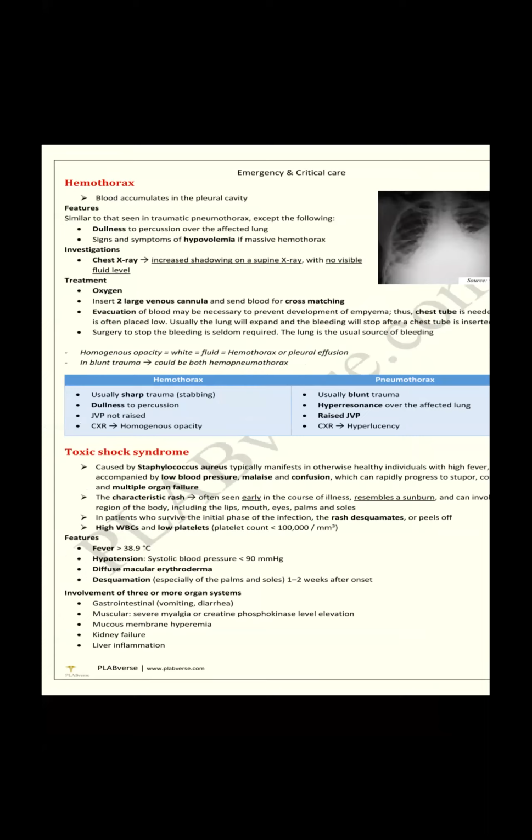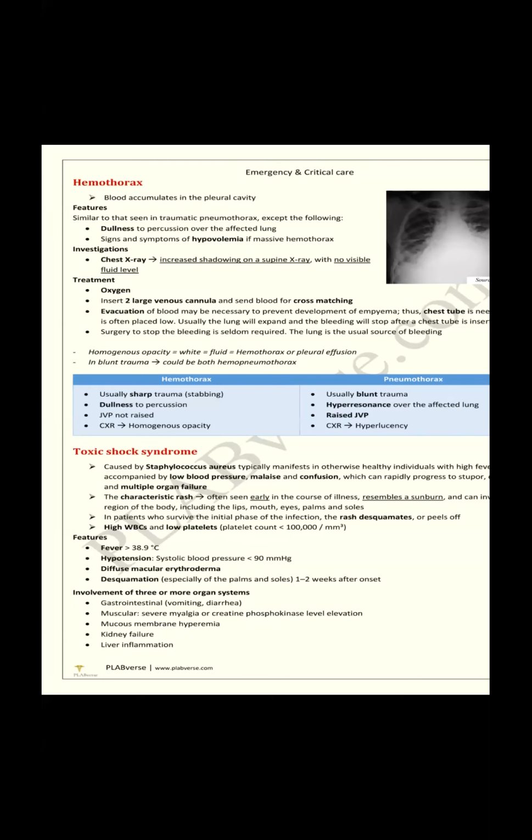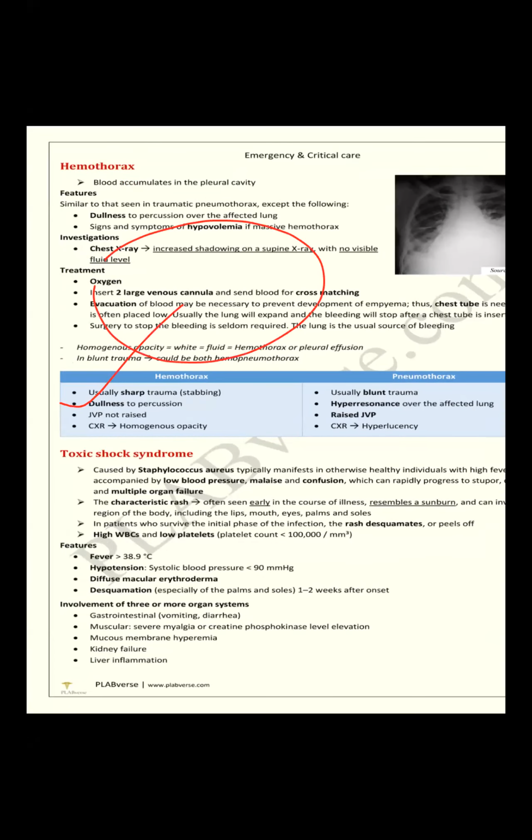In hemothorax we have to evacuate the blood. We have to prevent development of empyema, so a chest tube is needed. So we have to insert the chest tube. They give this scenario for hemothorax and pneumothorax nicely. Very important. First of all, remember for hemothorax we have to give only a chest tube.